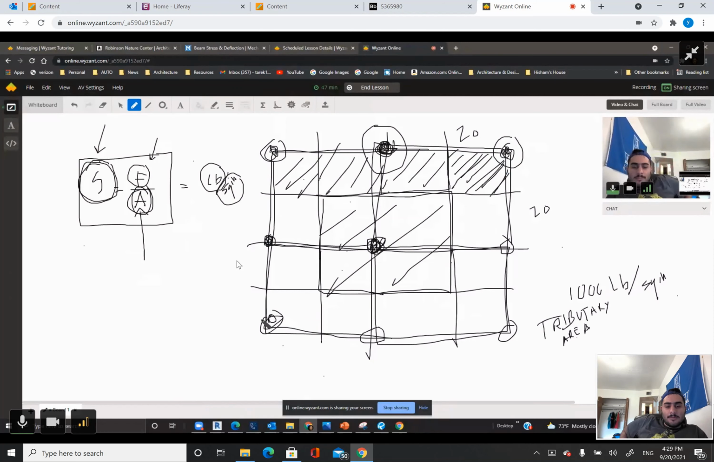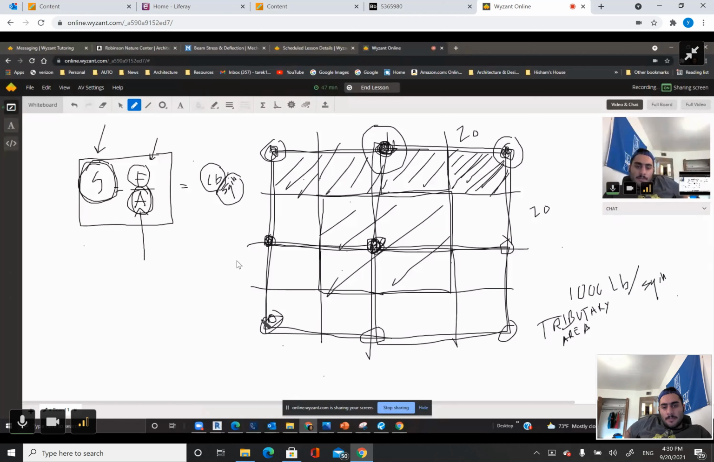Okay? That's how you can size the column. You figure out the tributary area, and that's going to help you determine how much of the slab or the roof it's carrying. And based on the load on the roof, you can figure out the area of the column based on the stress formula. And you should go to the table to pick it out. Does that make sense?